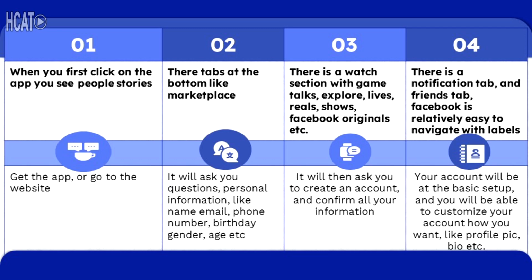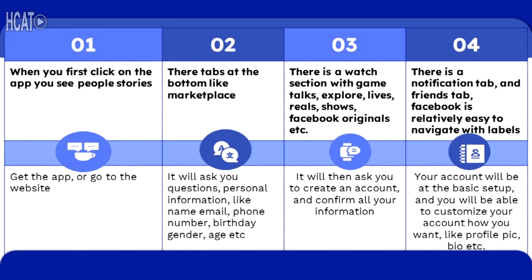Okay, so this top column is going to be how to use Facebook, and then the bottom column is how to start your account. So first, when you first click on the app, you'll see people's stories. You can update your story, and you'll see your friends' stories. There are tabs at the bottom, like one example is Marketplace. There's a watch section, a game section, talks, explores, lives, reels, shows, and Facebook has its own original shows. There's a notification tab, a friends tab, where you can see all your friends, and Facebook is relatively easy to navigate because everything is labeled.